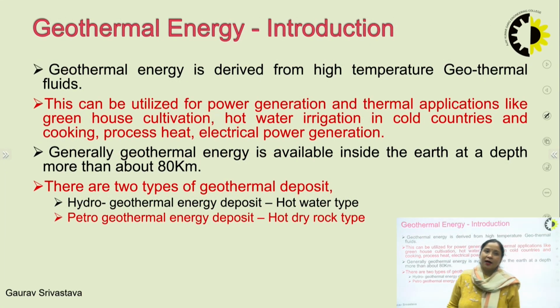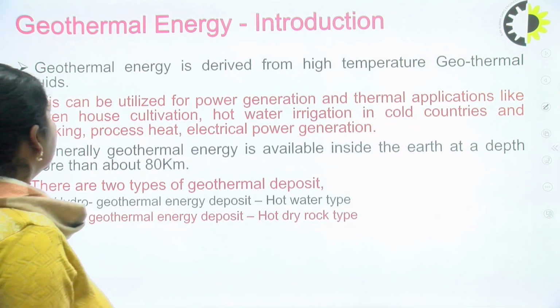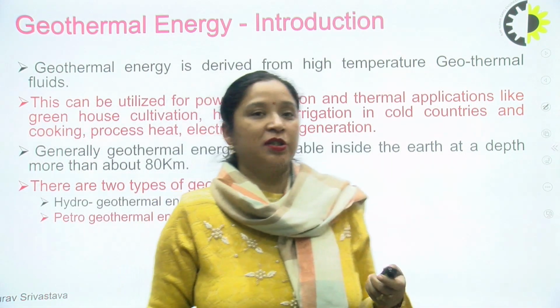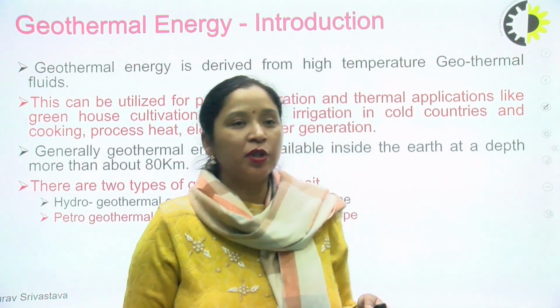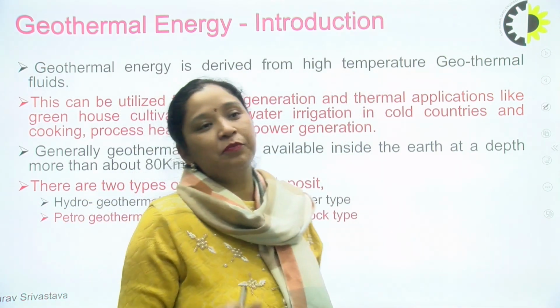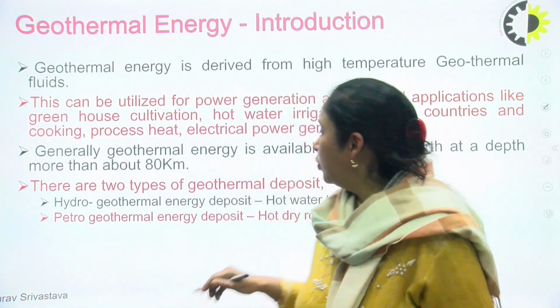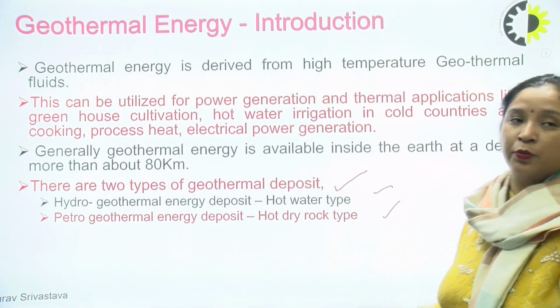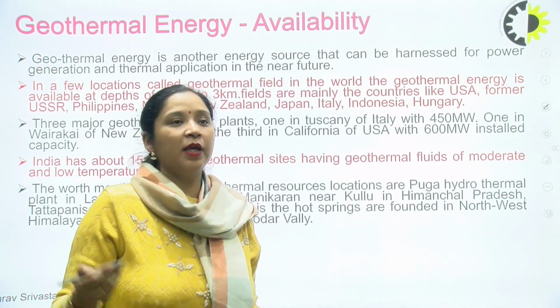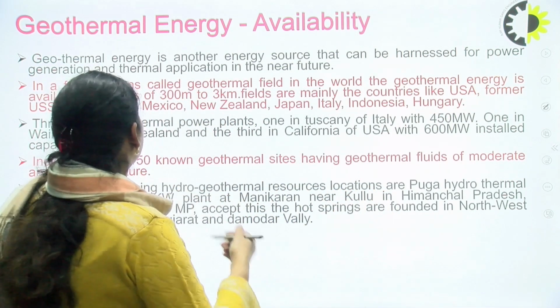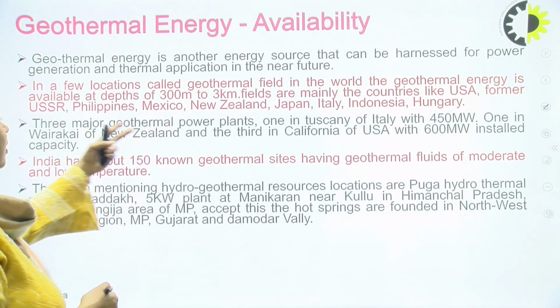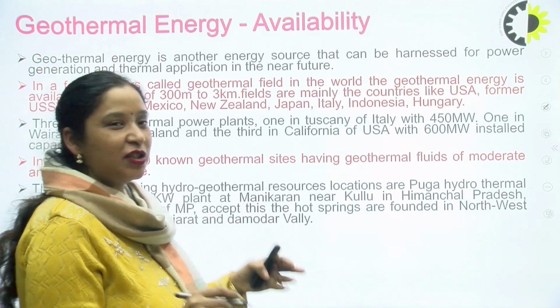Geothermal energy, like I told you, is from geothermal fluids. What are the geothermal fluids? They can be utilized for power generation, thermal application, greenhouse heating, and process heat, and electrical power generation in cold countries. Generally, geothermal energy is available inside the earth at a depth of 80 kilometers. There are two types of geothermal deposit, hydro and petro. Geothermal is another energy source that can be harnessed for generation and application. A few locations you can see are in Mexico, New Zealand, Indonesia, Hungary. Actually, it's location based.